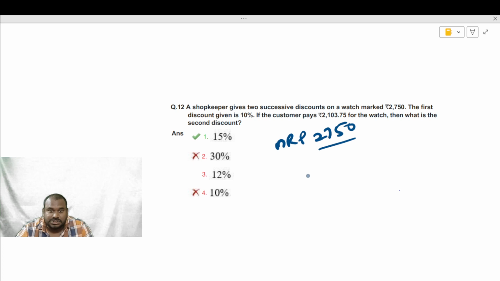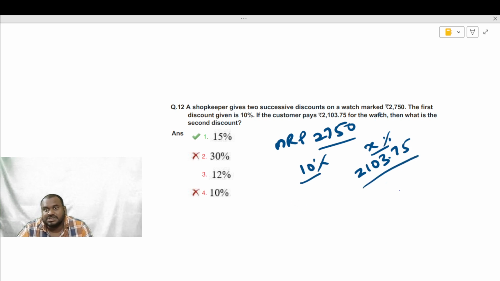The first discount is 10%. If the customer pays 2103.75 after two discounts, after 10% and after that X percent given as discount, then he paid this much for the 2750 market price. Then what is the second discount? He is asking for the X value.